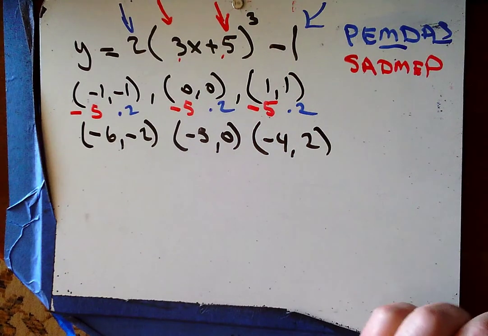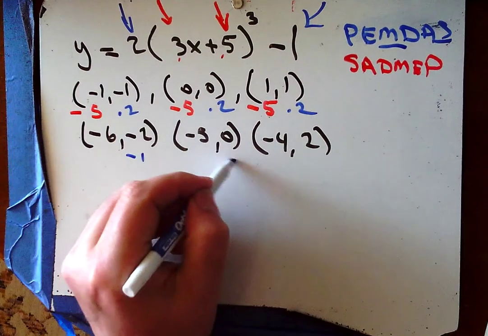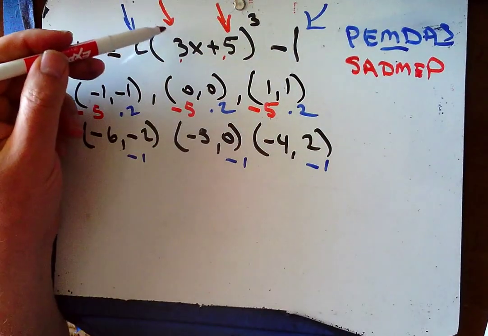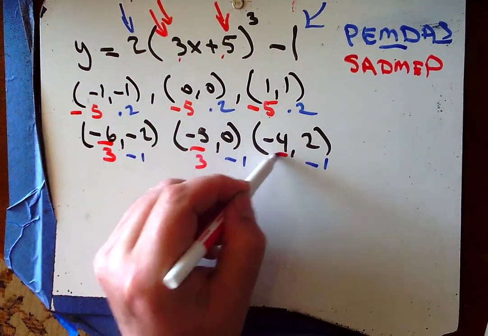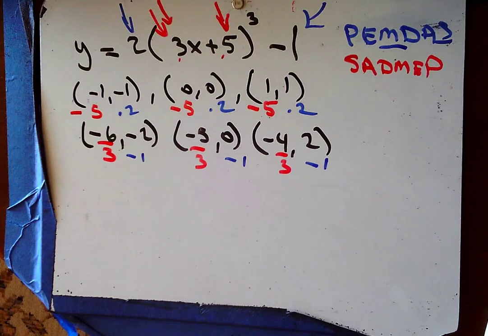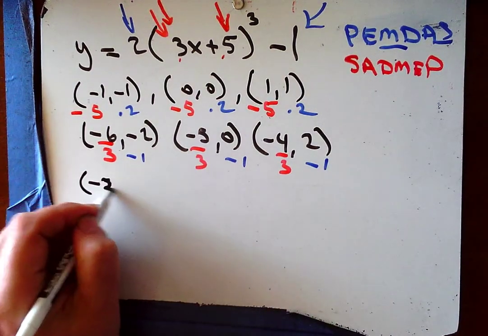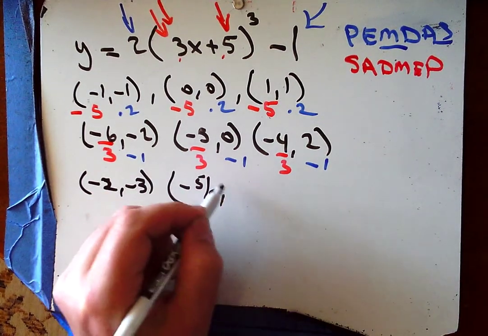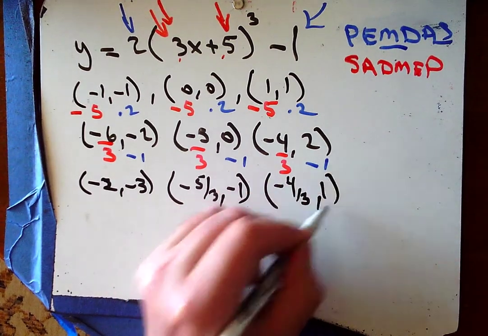We still have 2 more transformations to do. I still have to subtract 1 from all the y values. And I need to divide all the x's by 3. So my final points then will be negative 2, negative 3, negative 5 thirds, negative 1, negative 4 thirds, 1.